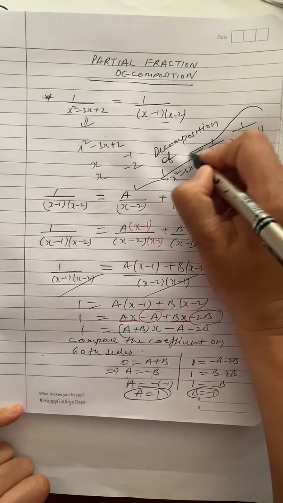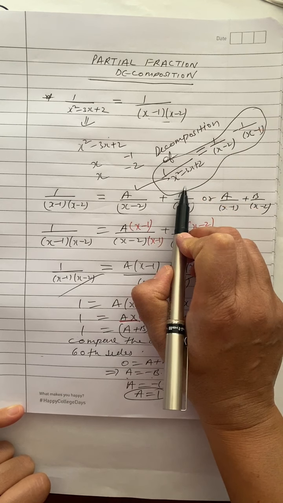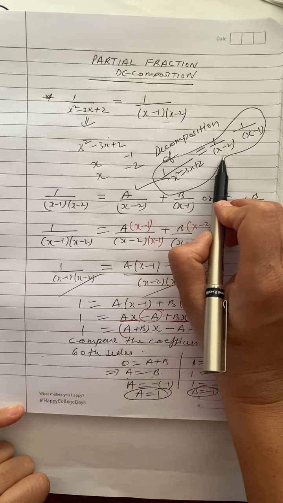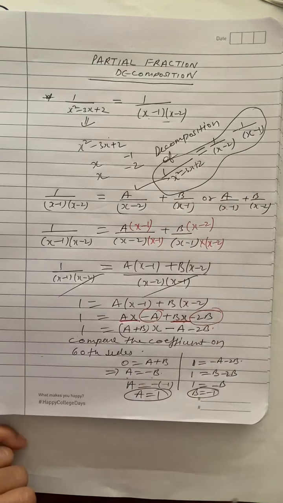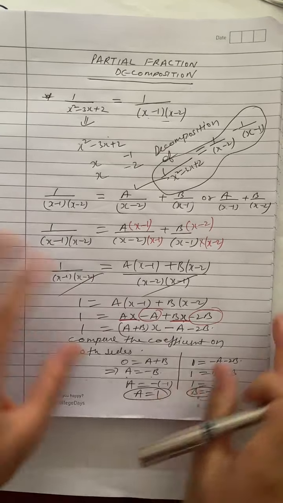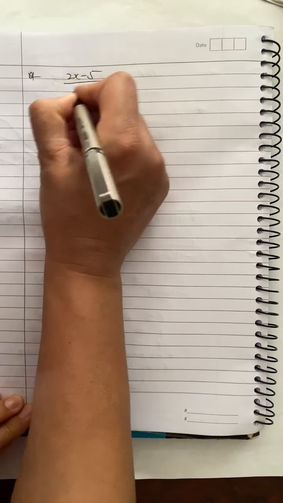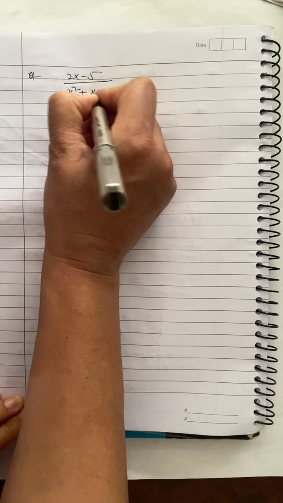So this is the decomposition of 1 over x squared minus 3x plus 2: 1 over x minus 2, negative 1 over x minus 1. Let's do another example here. So the next example is 2x minus 5 divided by x squared plus x minus 2.